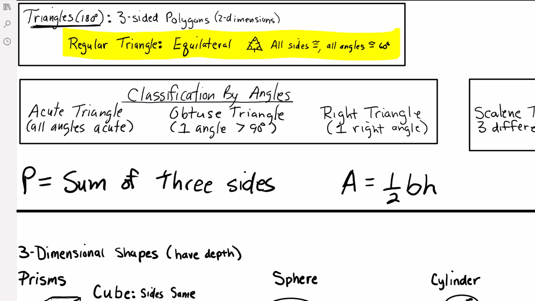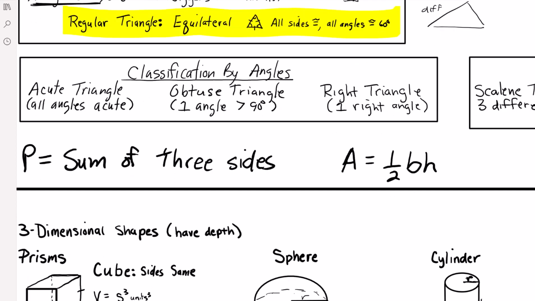There is a scalene triangle where all sides and all angles are different, are not congruent. And then there is the isosceles where two of the sides are congruent and the opposing angles of those two sides are congruent, and that is called an isosceles. I think I have it someplace else.